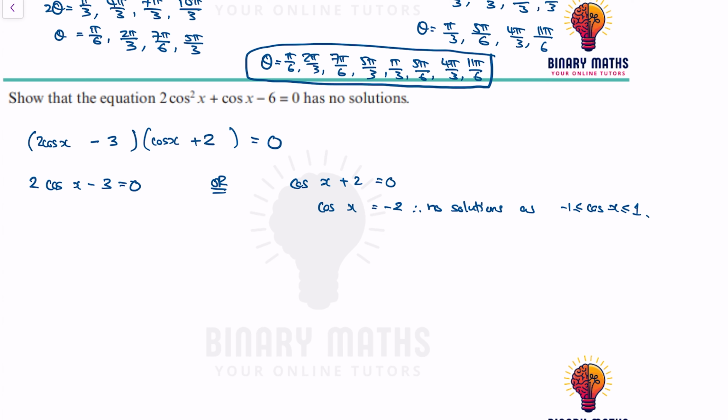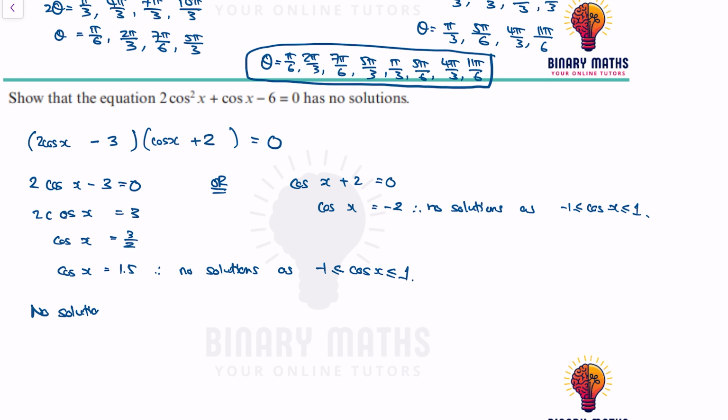This one, if I rearrange it, I get 2 cos x is equal to 3, which means cos x is equal to 3 over 2, which means cos x is equal to 1.5. Therefore, no solutions, as again cos x runs from minus 1 to 1. No solutions, as cos x equal to 1.5 and cos x equal to minus 2 are outside of range.